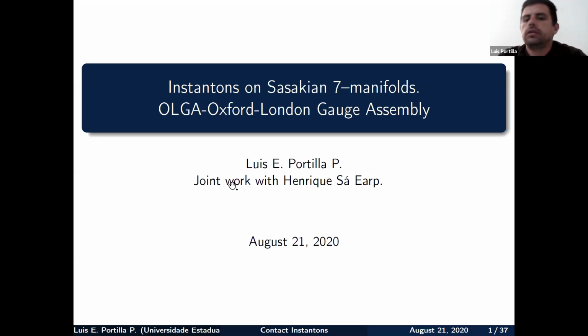This is joint work with Enrique Saer. This work concerns a generalization of classical gauge theory to higher dimensional theory.